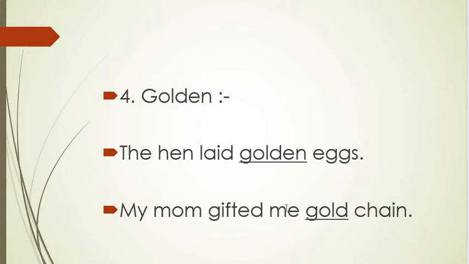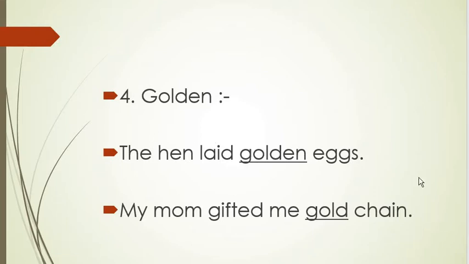Second sentence, my mom gifted me a gold chain. Sometimes it happens on your birthdays. Sometimes you get toys, sometimes clothes, sometimes ornaments. It depends. So it is not like only girls get the gold chain. Even boys get gold bracelets and gold lockets and so on. So these are the two sentences.